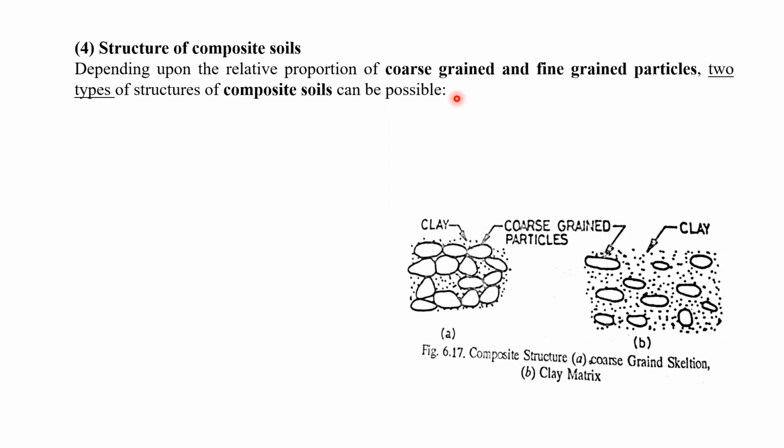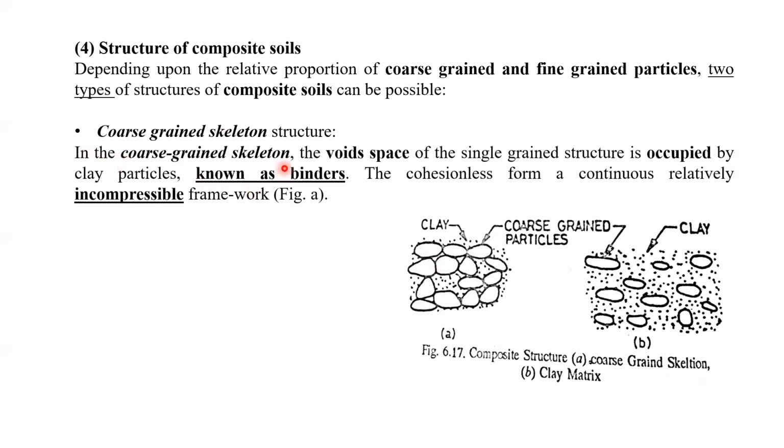But if the coarse grain soil and the fine grain soil are both mixed together, they are also going to form a structure below the ground level. So what types of structures will be possible? We can see. The first type is called the coarse grained skeleton structure. In the coarse grained skeleton, the void space of the single grain structure is occupied by clay particles known as binder.